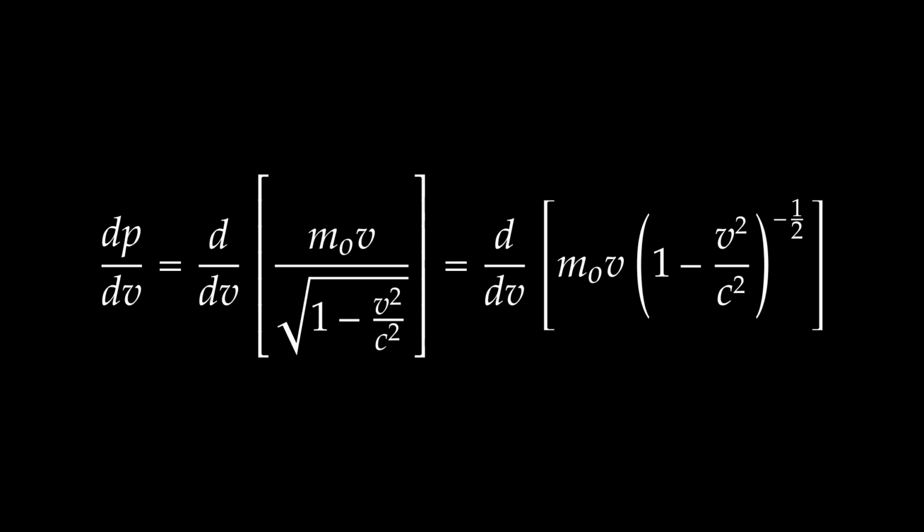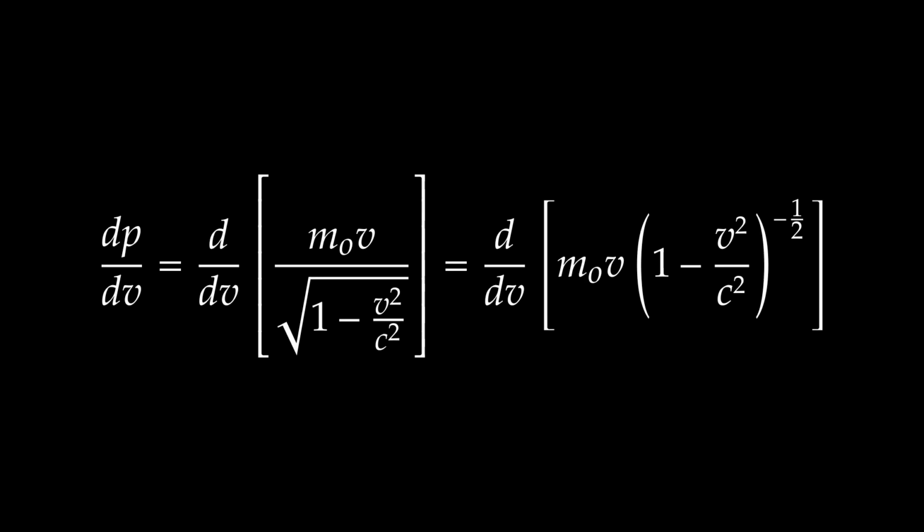So the derivative with respect to velocity of the product of two functions. So I'll put a bracket here. The first function is m naught times v, and the second function is (1 minus v squared over c squared) to the minus 1/2 power. So this derivative I'm taking is the product of two functions, and so naturally I'll apply the product rule to its solution.